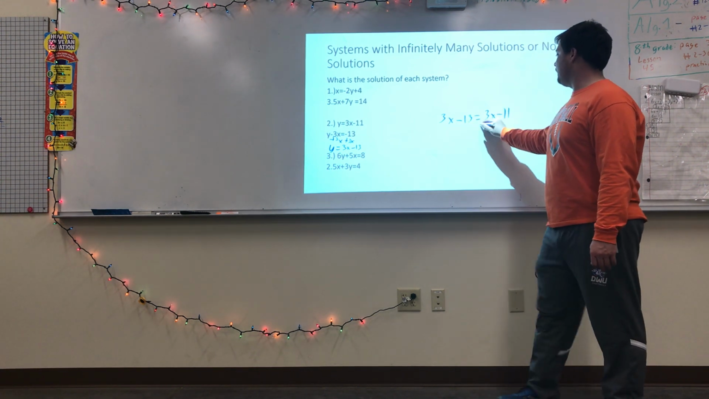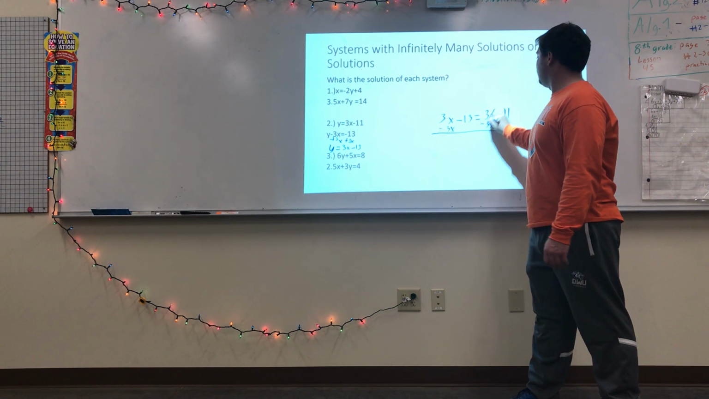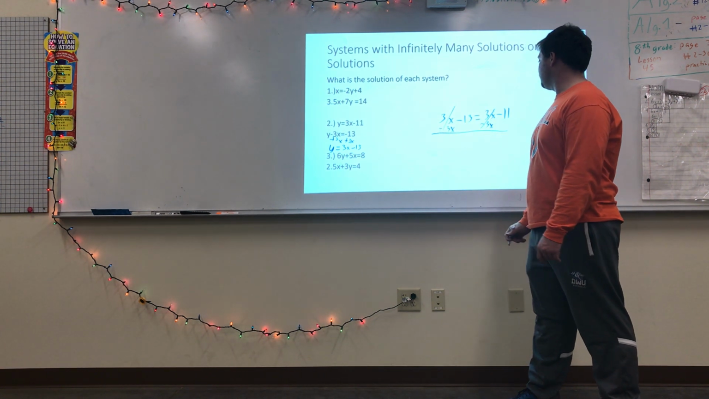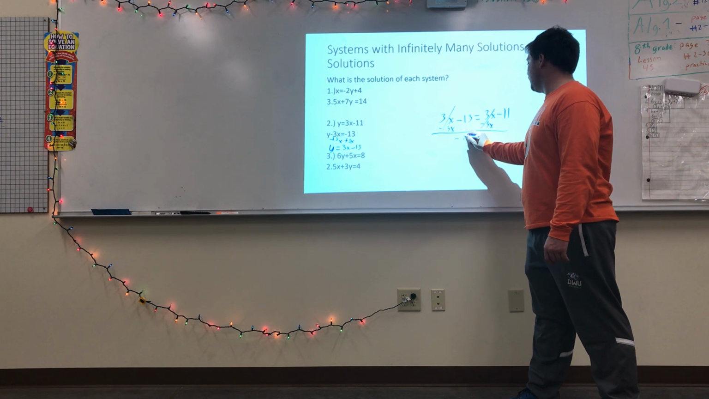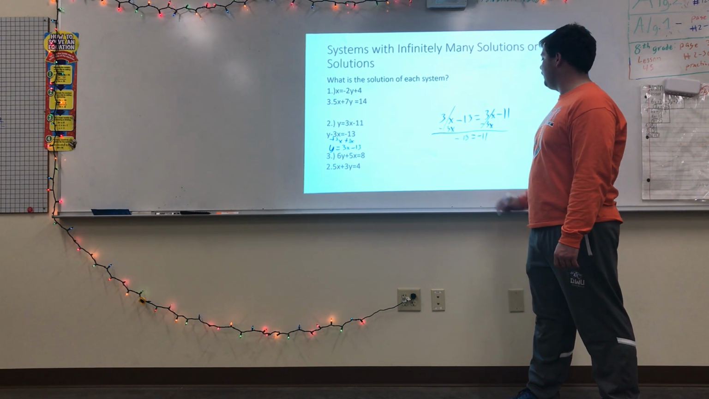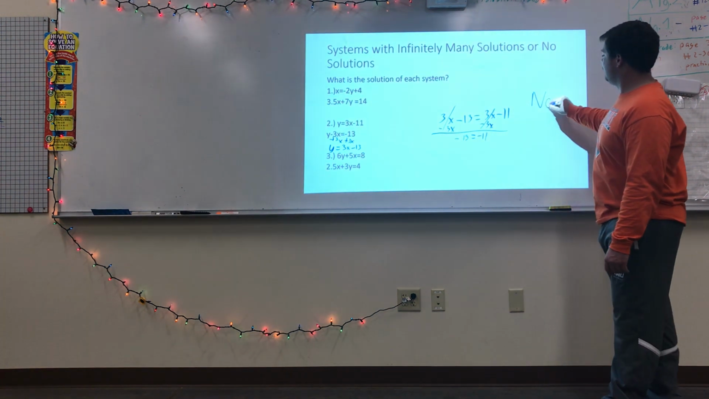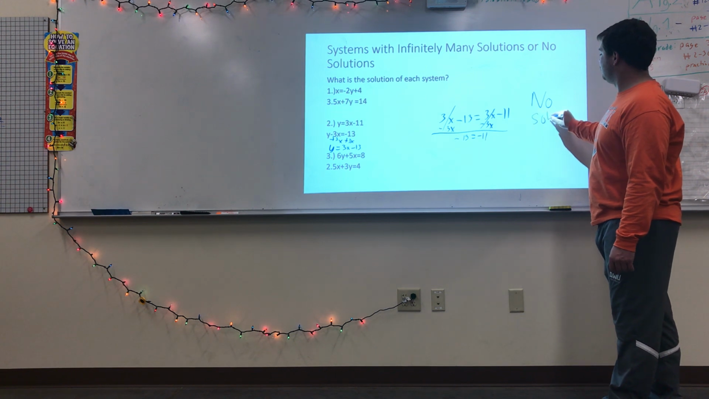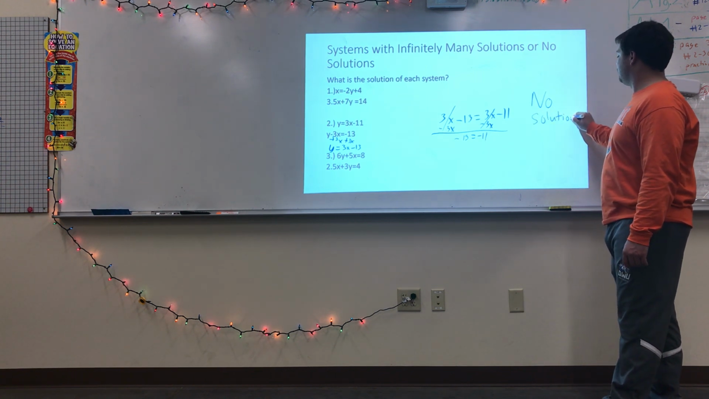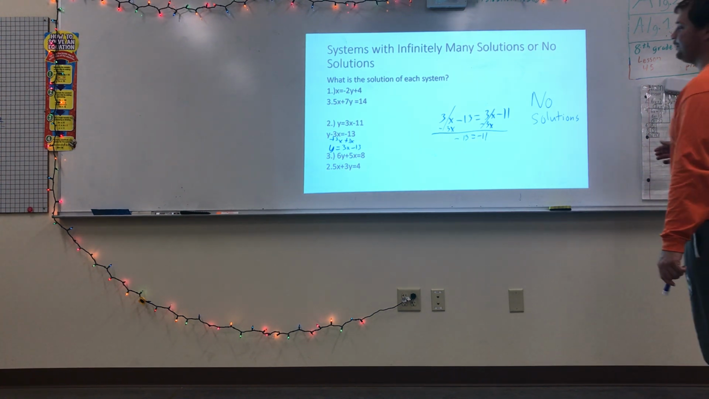Alright, minus 3x, minus 3x. Because what you do to one side, you must do to the other. You got negative 13 equals negative 11. Do they equal each other? No. So this is a no solution. Okay? I thought that made my life easier, that's why I did it that way.